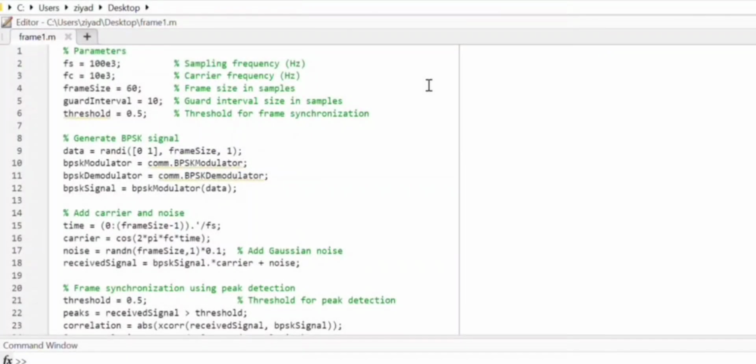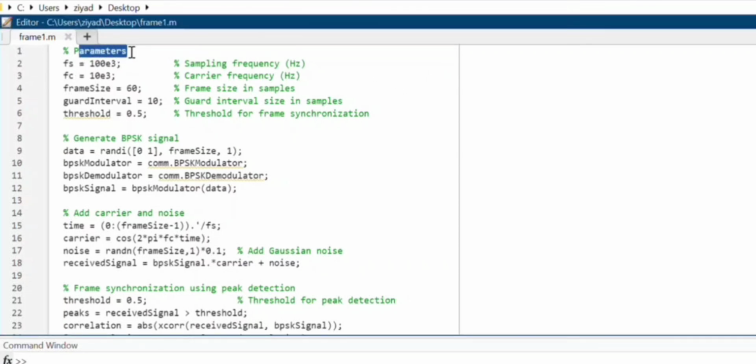Hello, my name is Ziad Bin Zamri. I will explain the MATLAB coding for frame synchronization technique using a BPSK communication system. First, we set up the important parameters such as the sampling frequency of 100 kHz, the carrier frequency of 10 kHz, the frame size of 60 samples with a guard interval of 10 samples, and a synchronization threshold of 0.5.